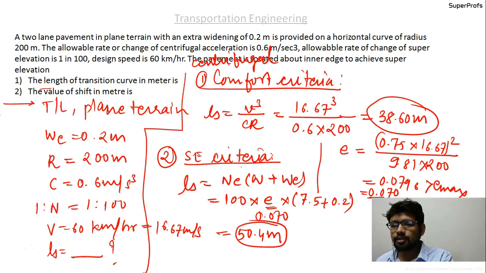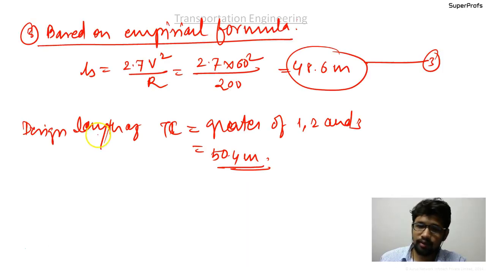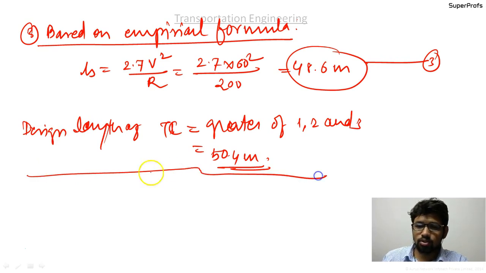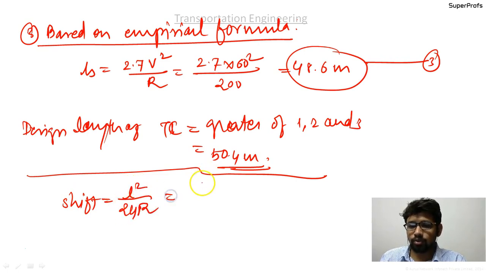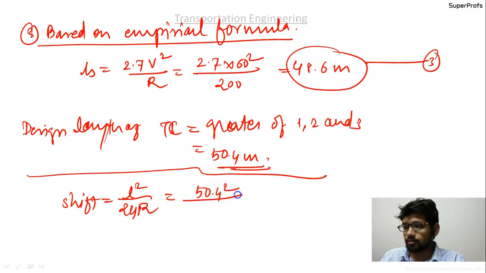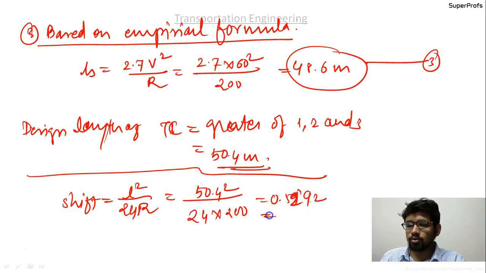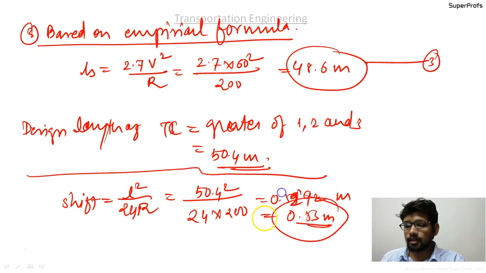The value of shift in meters is, this is question number 2, so we have a formula that shift equals L square upon 24R. The length we have already decided, that is 50.4 square upon 24 into R, which is 200, equal to 0.5292 meters, which is about 0.53 meters. So the shift is 0.53 meters.